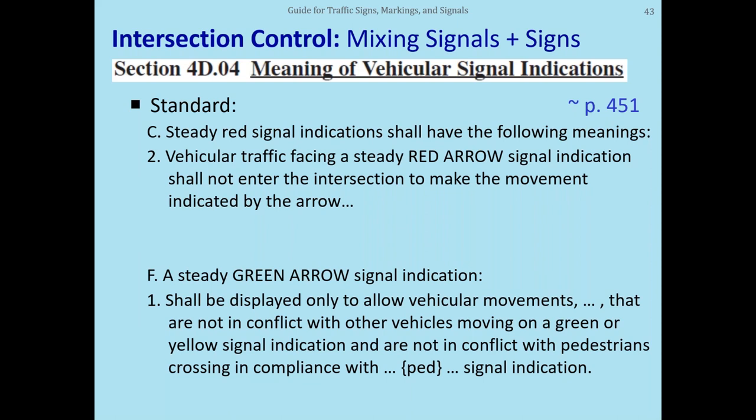The meaning of signal indications: a steady red arrow indicates you shall not make that movement. A steady green arrow means you are allowed to make that movement, but also that green arrow should not be displayed if there are conflicts with other legal movements. So you don't want to use a green arrow unless you double checked that you are not having conflicts with authorized pedestrian movements or other authorized vehicle movements.